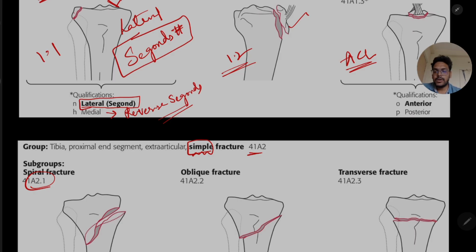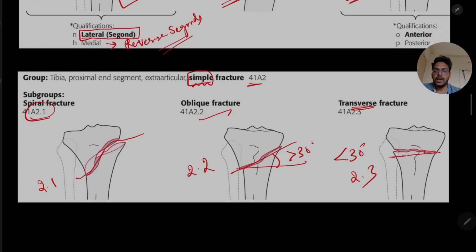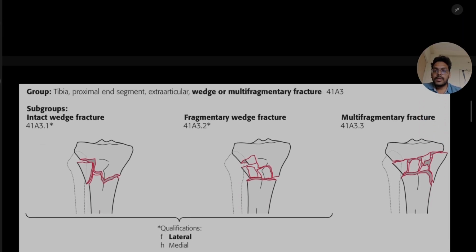Any simple fracture can be divided into spiral, oblique and transverse. Transverse is less than 30 degrees from the horizontal. From the horizontal, if it is making less than 30 degrees, it is transverse. If it is making more than 30 degrees, it is an oblique fracture. So oblique is 2.2, transverse is 2.3, spiral is 2.1. So this is A2. Coming to A3, A3 is the extra-articular wedge or multifragmentary fracture.